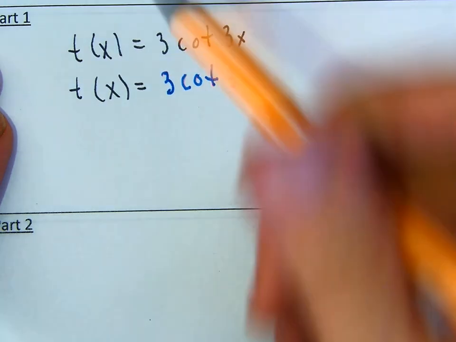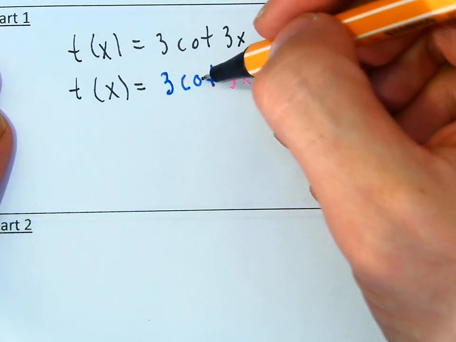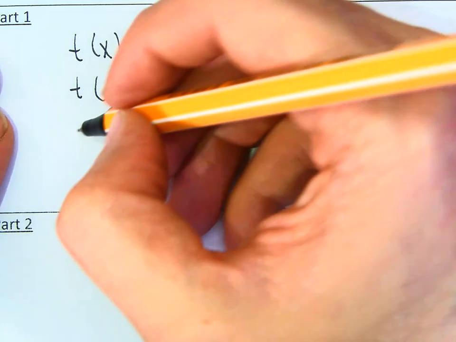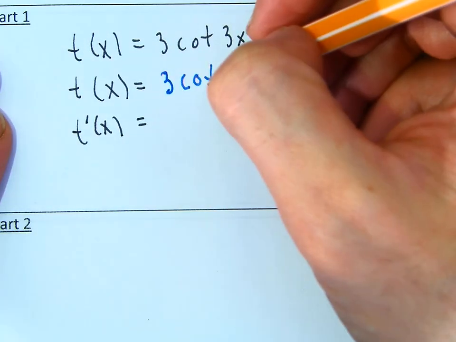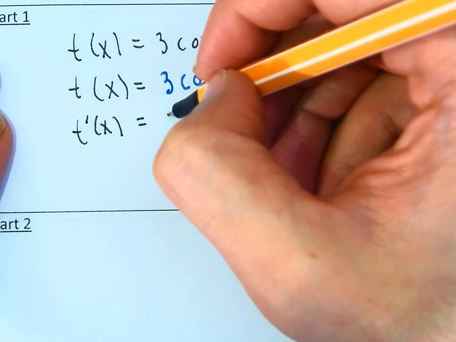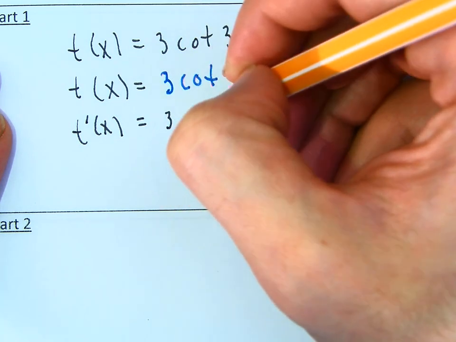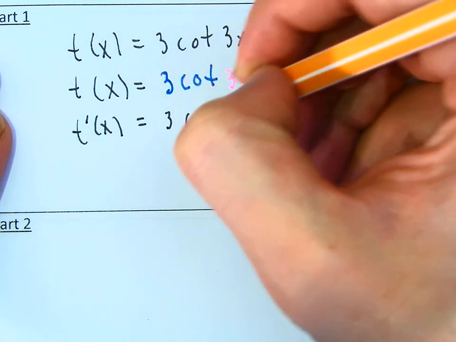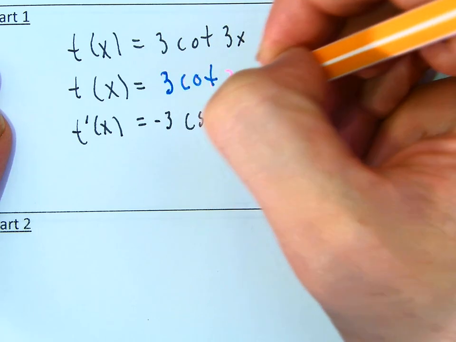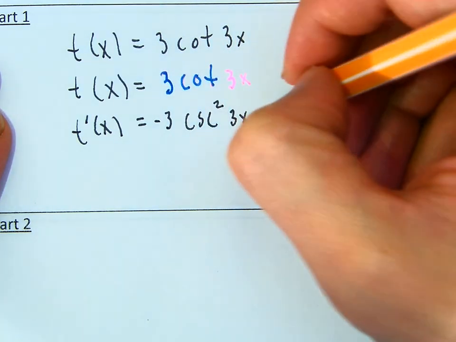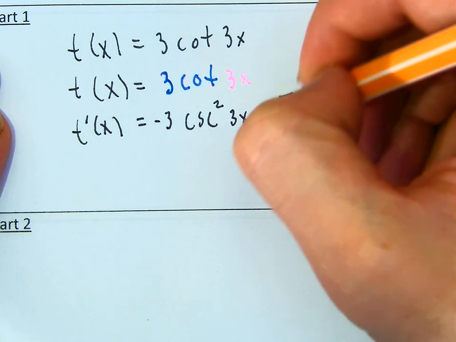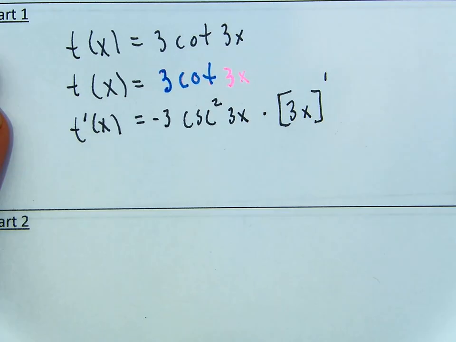So what is the derivative of the outside? What is the derivative of 3 cotangent? So t prime of x is equal to, oh boy, what's the derivative of cotangent? Is it negative 3 cosecant squared 3x times the derivative of 3x, okay?